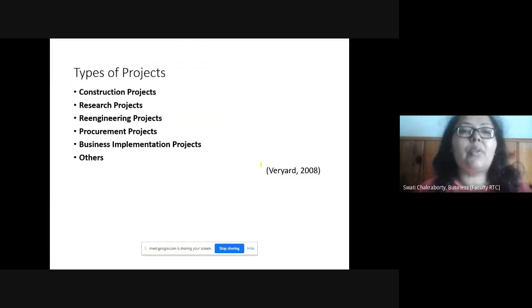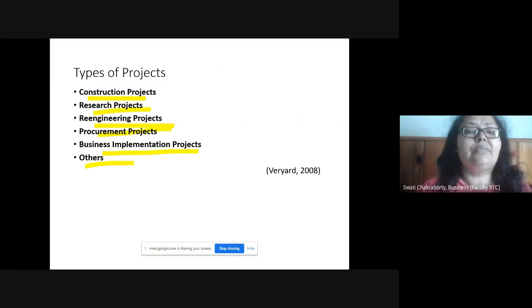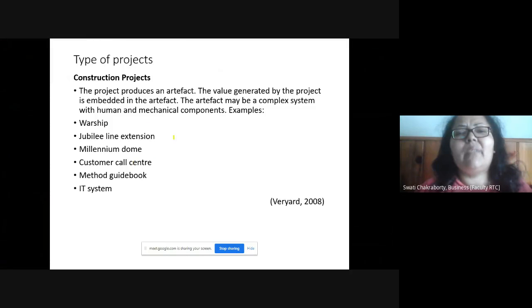Now, types of projects. It could be construction projects, research projects, re-engineering projects, procurement projects, business implementation projects, and there can be other types also. So we'll go into details of this. Construction projects are projects which help in building, coming up with a new artifact, okay? Which could involve both human as well as mechanical components.